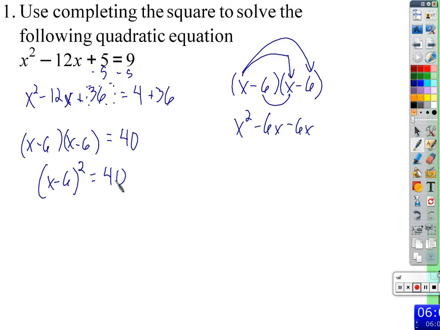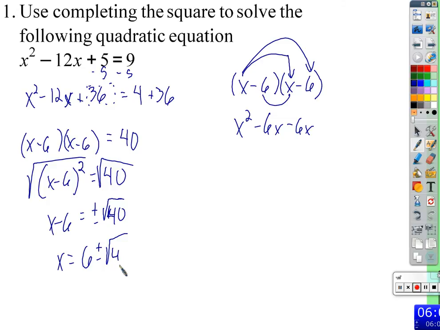So that we can do what now? Take the square root. You got it? Take the square root. x minus 6 equals plus or minus the square root of 40. Add 6 to both sides. Perfectly fine answer. Perfectly exact answer.